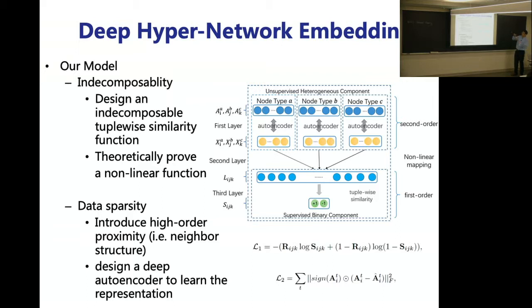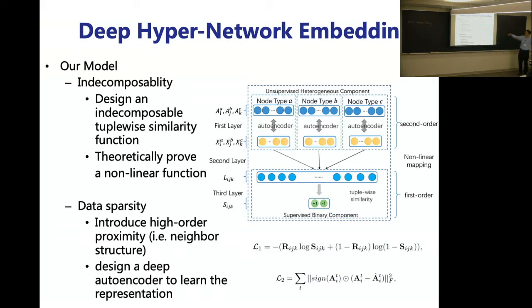So triplets can be modeled as a tuplewise similarity function. That's a nonlinear proof. Then we can use a deep neural network. Since it's nonlinear, a deep neural network is always better than a matrix. So then we design first order, second order, and higher orders, using a decoder to represent this.